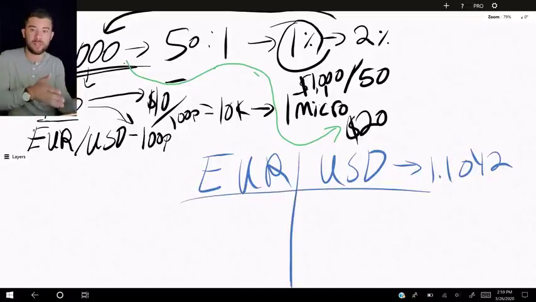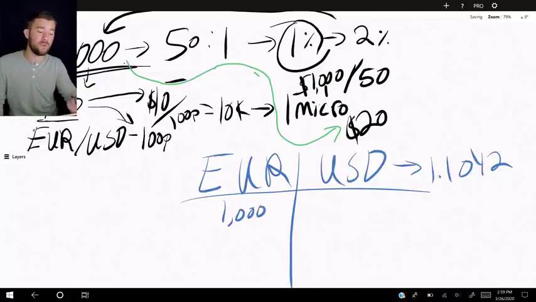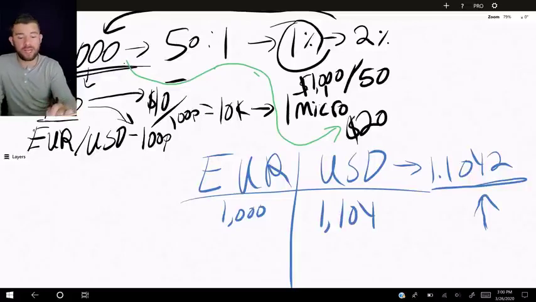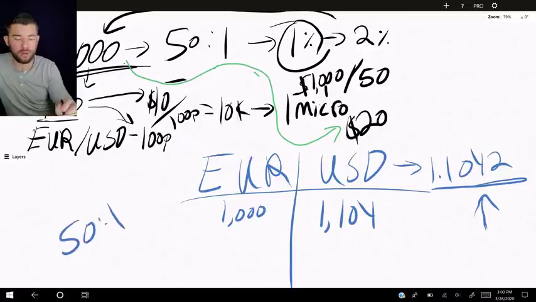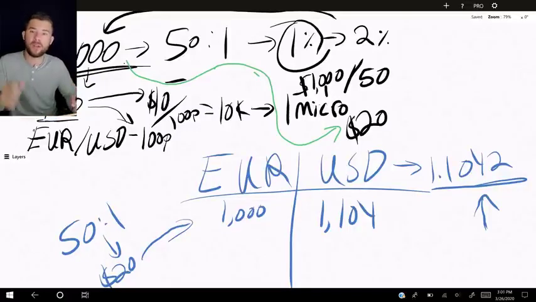You said I want 1,000 euros. This is the actual trade, what it looks like in your brokerage. I want 1,000 units of euro. And they said, okay, in order to give you 1,000 units of euro, the exchange rate right now is 1.1042. They say, okay, if you want 1,000 euros, we're going to need $1,104 from you. But then the broker goes, I've got you at 50 to 1 leverage, which means we really only need $20 on margin for you to do this, because your $20 is equal to 1,000 units. So you say, cool, here's my $20, hold on to it. I'll hold this 1,000 units until the price fluctuates either up or down.